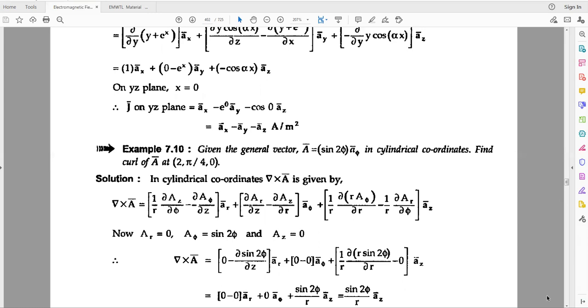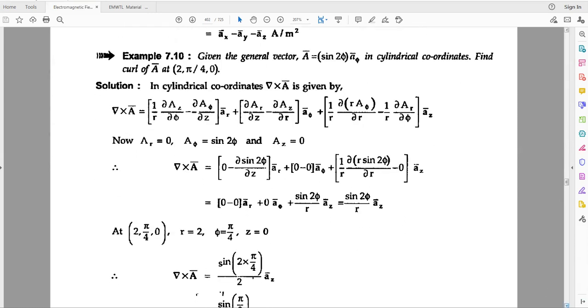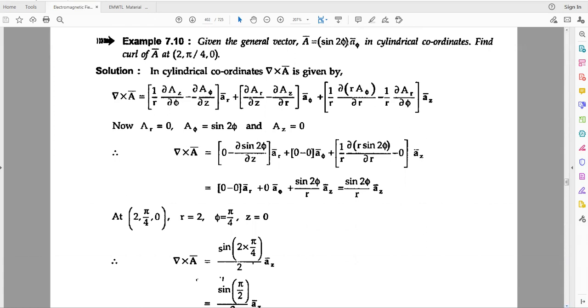Then the next example: given the general vector A bar is in the A phi direction, with sine 2 phi as the coefficient. In cylindrical coordinates, find the curl of A bar at (2, pi by 4, 0). What are the coordinates of the cylindrical coordinate system? R, phi, and Z. These are the coordinates. They're asking for del cross A bar, at the point 2, pi by 4, and 0.